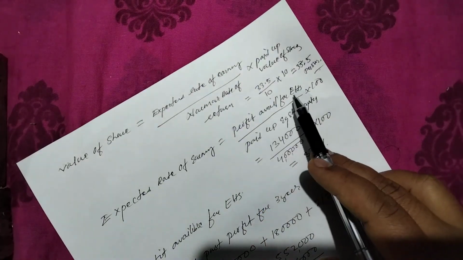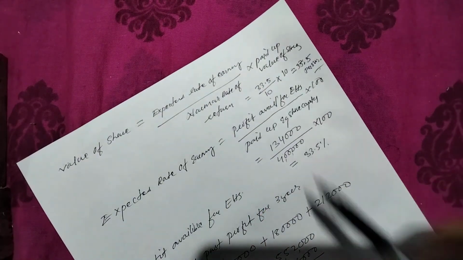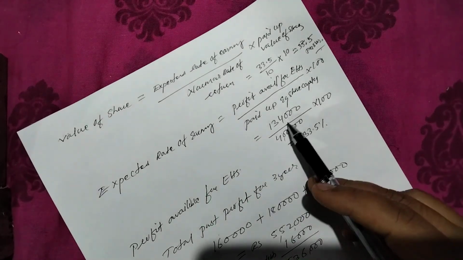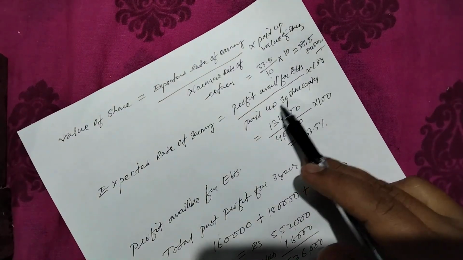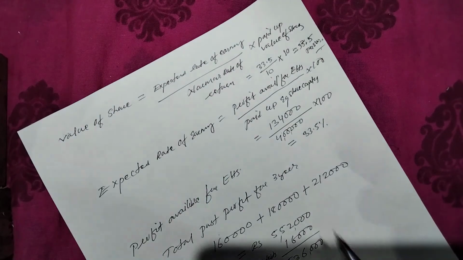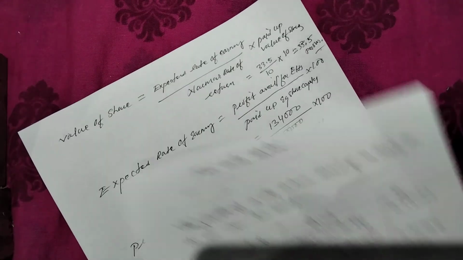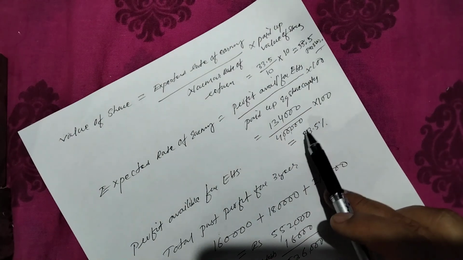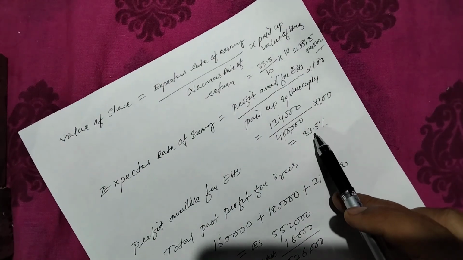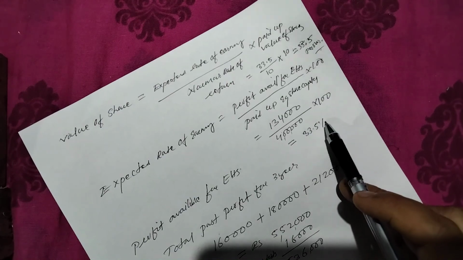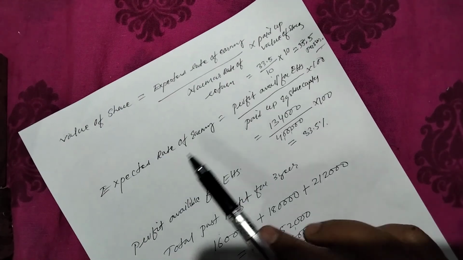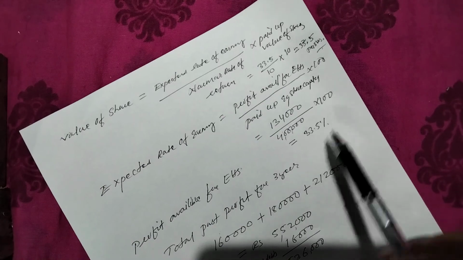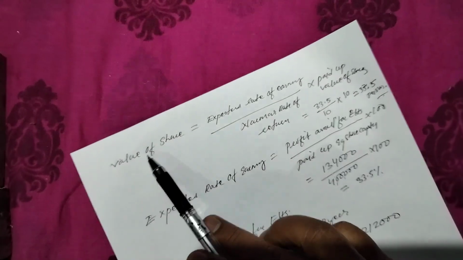So profit available for equity shareholders is 1,34,000 into 100 divided by paid up equity share capital. How much was the paid up capital? Paid up capital is 4 lakh. When you multiply or cut this, it will be 33.5%. So your expected rate of earning is 33.5%. So now you can bring the value of share.